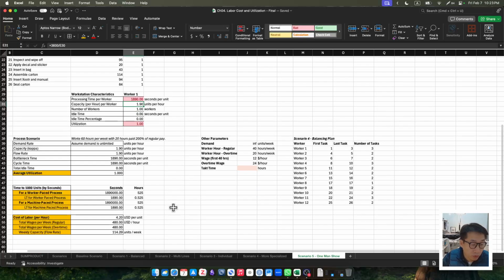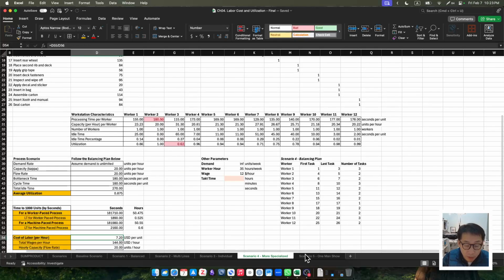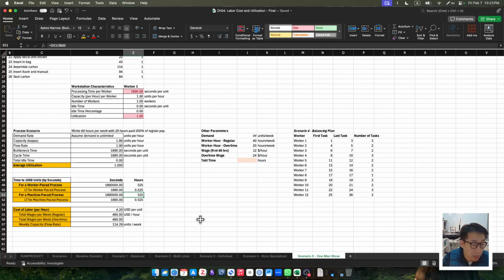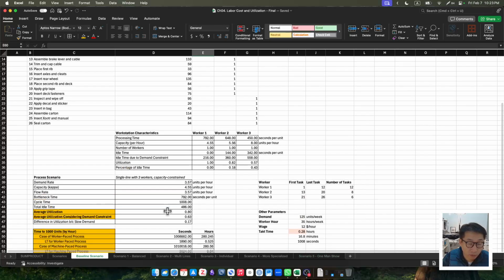So as a result, you can imagine the time to produce 1,000 units is going to be very, very long. It's going to be almost 10 times longer than all other scenarios that involve more workers. But the beauty of this design is that you're going to have a much lower direct labor cost. I think it's going to be the lowest among all different scenarios.